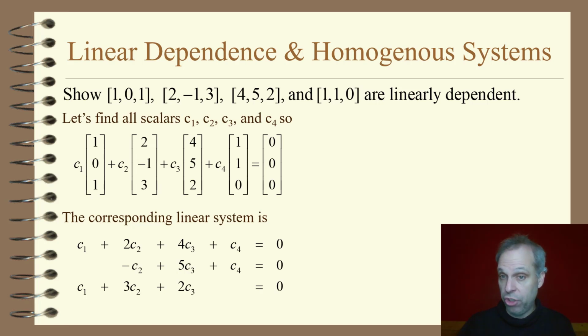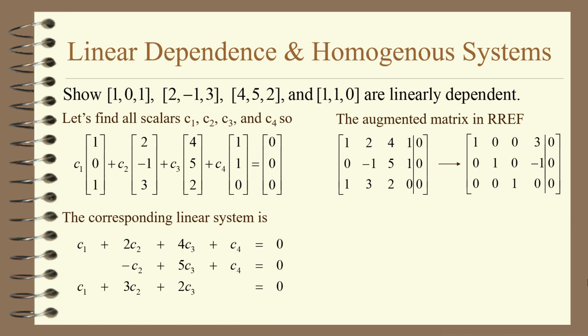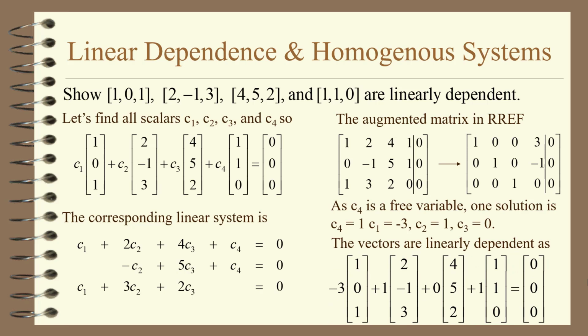As you've seen before, this linear combination that adds up to 0 corresponds to this linear system, which is homogeneous, and that corresponds to this augmented matrix, and I just instantly row reduced it to its reduced row echelon form. From here you can see that C4 would be a free variable if you go back to the system. So since C4 is a free variable, I'll make C4 be 1, and all the others will be determined based upon it. That gives me a non-trivial linear combination of the original vectors, because at least one of the scalars is not 0, that adds up to the 0 vector. These vectors are linearly dependent.